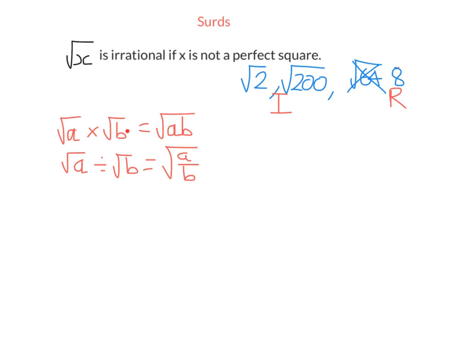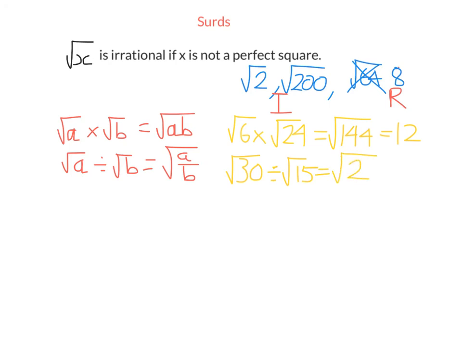That means when you're multiplying surds, you just square root the two numbers multiplied together. When you're dividing surds, you just square root the first number divided by the second number. For example, the square root of 6 times the square root of 24. I multiply them together: the square root of 6 times 24 is the square root of 144, and the square root of 144 is just 12. Then we're done. As another example, if I have the square root of 30 divided by the square root of 15, that just gives me the square root of 30 divided by 15, which is 2.